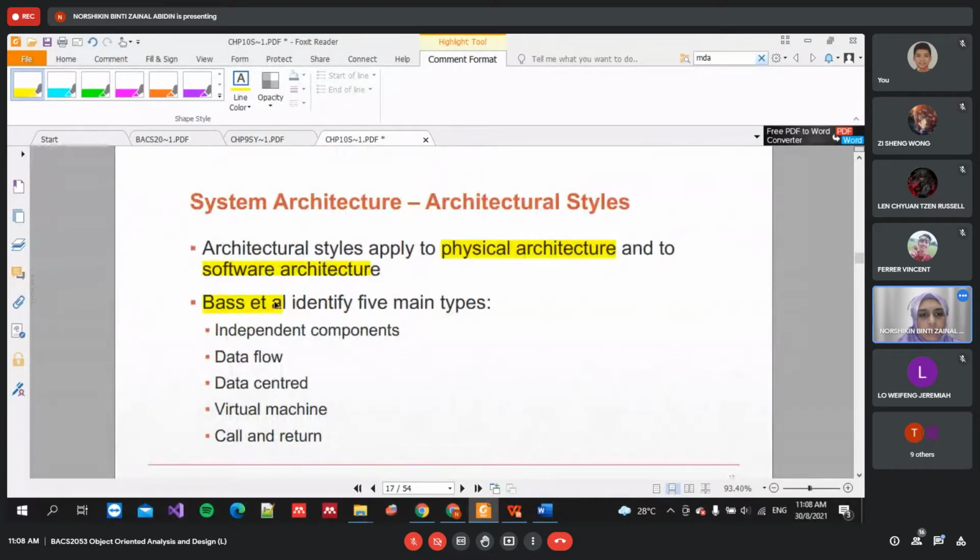Okay. So this is only the five main types listed and identified by these people. Independent components: single or individual components. Data flow: the process. Data centered. Virtual machine. Call and return: function. Okay, only that part only.